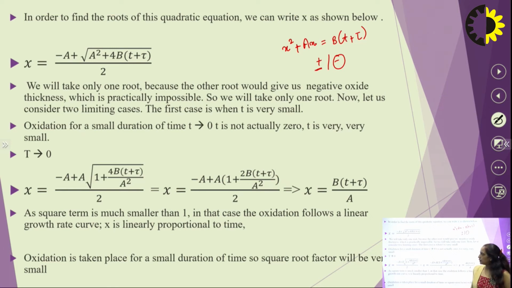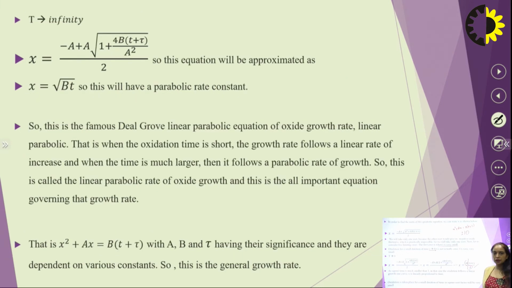So now let us consider the two limiting cases. The first case is when the value of t is very small. So oxidation for a small duration of time, that is t tends to 0, actually not 0, it is for a very small duration of time. So the value of x will be b (t plus tau) divided by a. So we can say that the oxide thickness is linearly proportional to this B upon A factor.